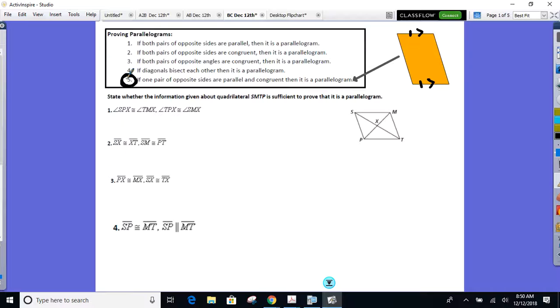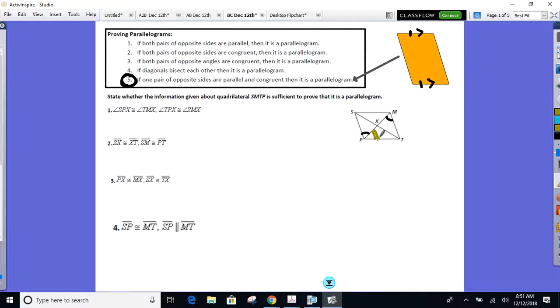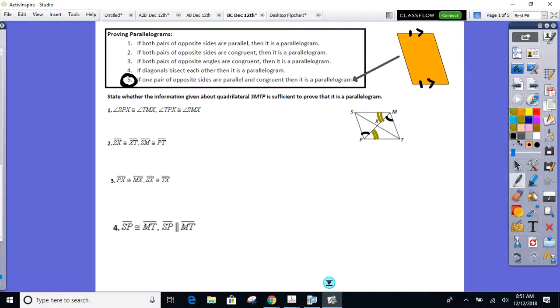Before we dive into a proof, if I give you information, can you tell me, is that enough to say it's a parallelogram, and why? Number 1, angle SPX, this angle here, is congruent to TMX, that angle right there. And TPX congruent to SMX. Is this good enough to say it's a parallelogram? And we better back ourselves up.